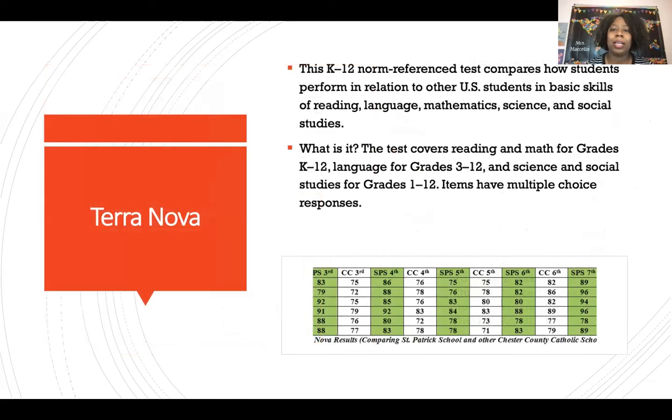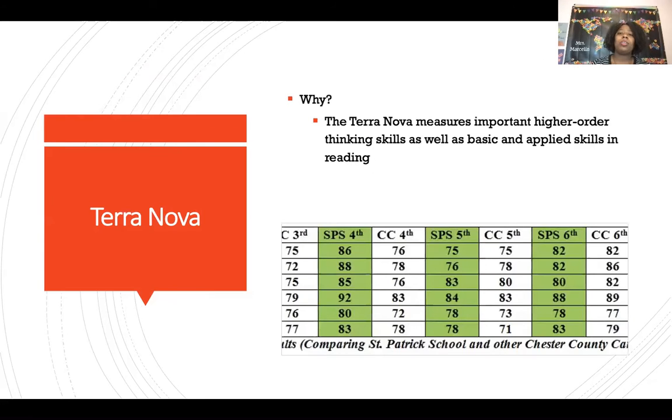Another tool is a norm-referenced test that compares the performance of students across the country. One of those assessments is also in reading. This test covers reading and math. We will be specifically focused on the reading section, and it's called Terra Nova. The Terra Nova measures the important higher order thinking skills and basic and applied skills in reading. This again will give us information on the student achievement and the success of this program that we are utilizing.